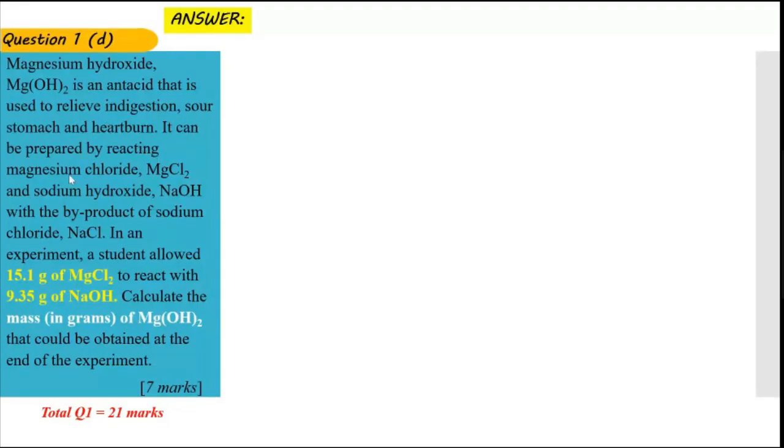It can be prepared by reacting magnesium chloride and sodium hydroxide with the byproduct of sodium chloride. In an experiment, a student allowed 15.1 gram of magnesium chloride to react with 9.35 gram of sodium hydroxide. Calculate the mass in gram of magnesium hydroxide that could be obtained at the end of the experiment. This is under stoichiometry, where you need to use a balanced equation to solve. And magnesium hydroxide is the product, so you need to inspect the equation later.